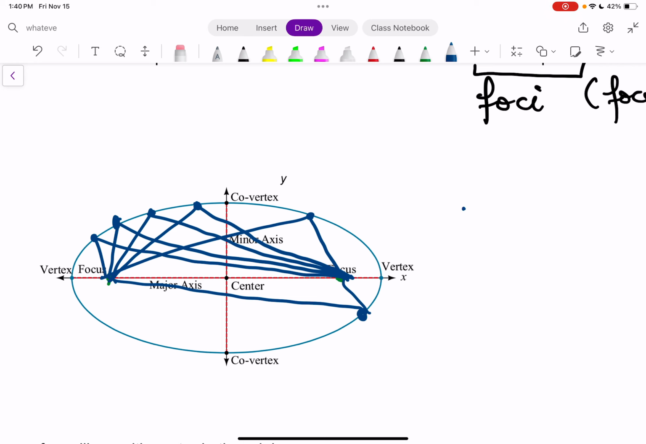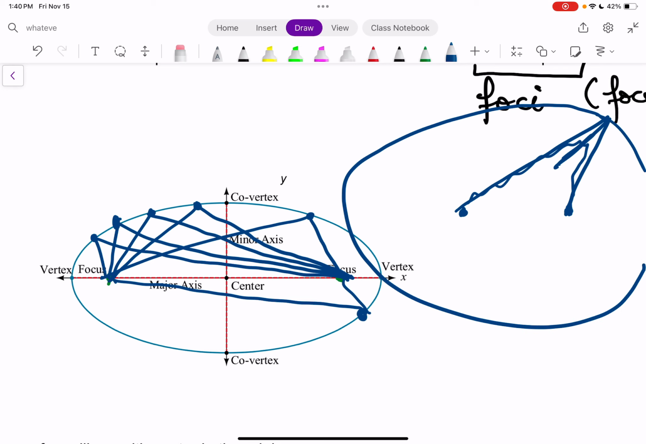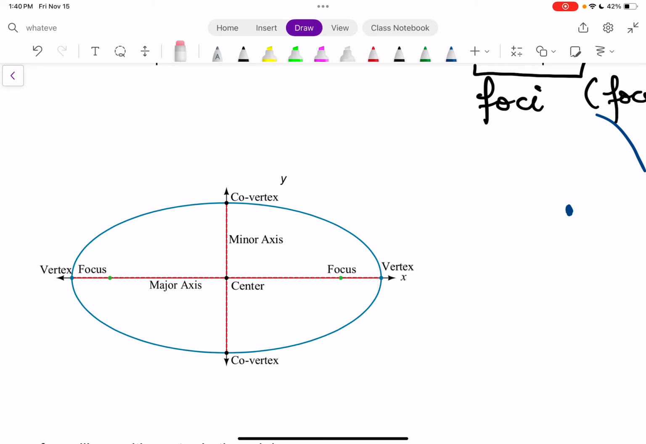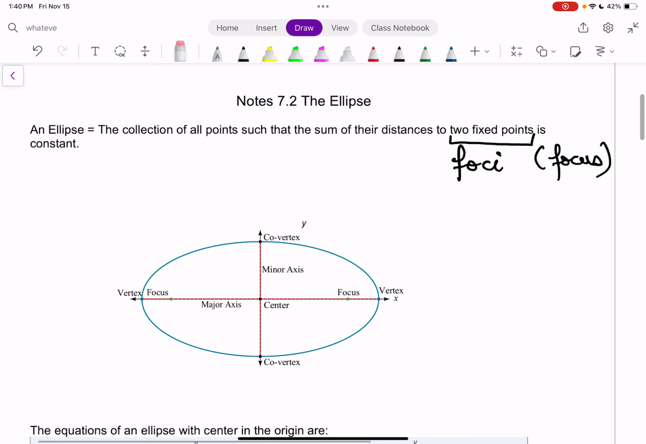Best way to draw an ellipse is to start with two pins, so pin them somewhere, tie a loose string on it, and then take your pen and push out until this string is spanned out, and then take that pen and go all around, and then you will draw an ellipse. Okay, so the sum of the distances, which is that string I'm telling you about, is constant. Okay, so let's look at some of the features of an ellipse.